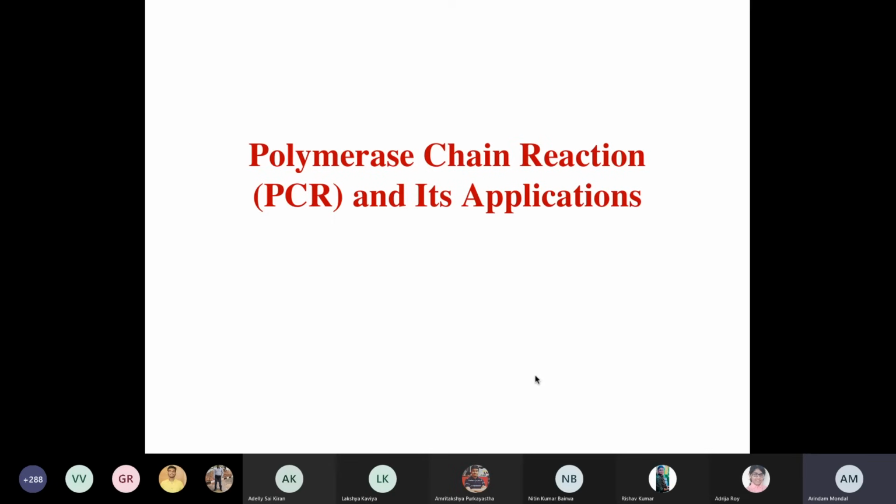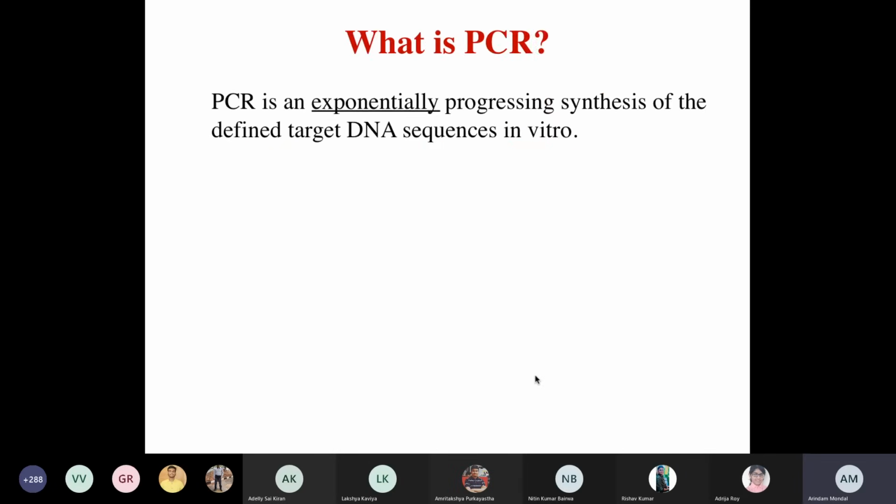Okay, so that's why the polymerase chain reaction is extremely important in terms of practical use, because using this reaction you can prepare DNA in reaction tubes in a very easy manner within a very short period of time. So why polymerase chain reaction? What is polymerase chain reaction? PCR is an exponentially progressing synthesis of a defined target DNA sequence in vitro. That means within reaction tubes.